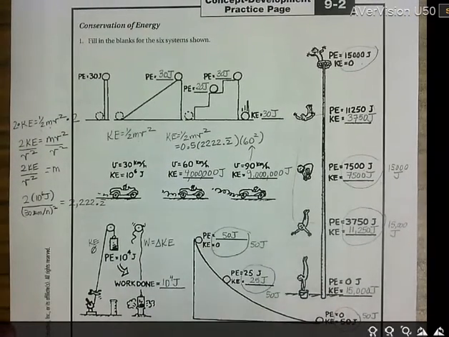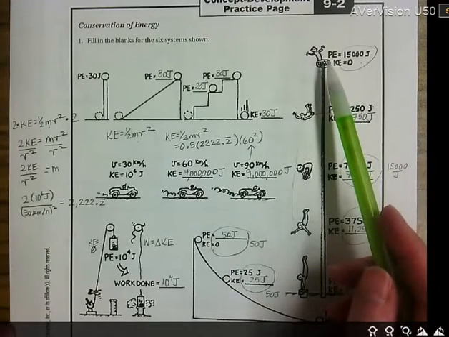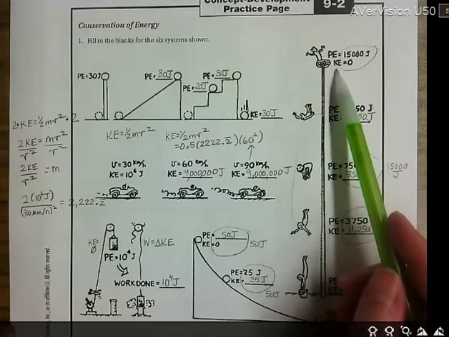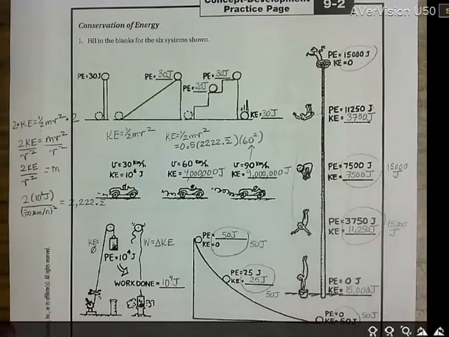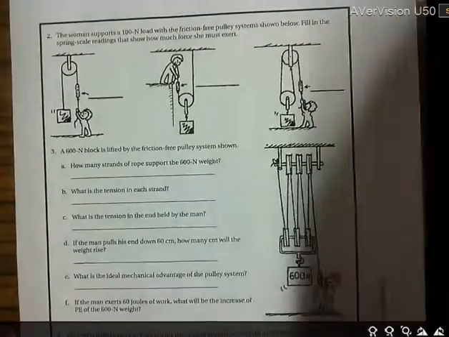So we've been using this idea that the amount of energy we have stays the same. It's just constantly changing between those two types of mechanical energy, potential energy, which is stored energy, and kinetic energy, which is energy of motion. So we're going to continue to use that idea back here on our second page.